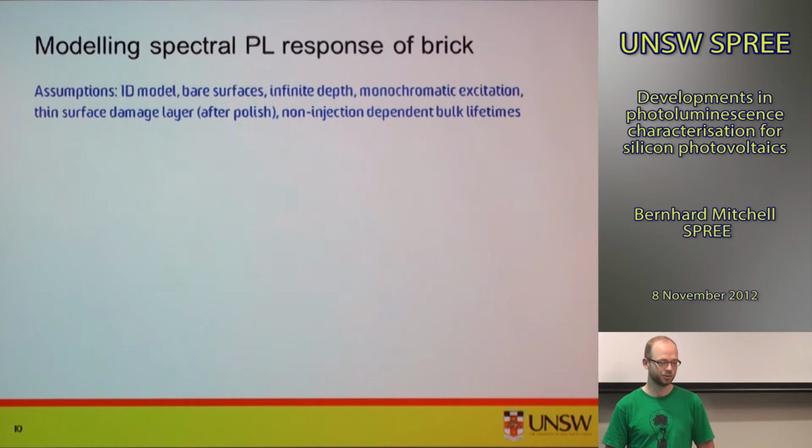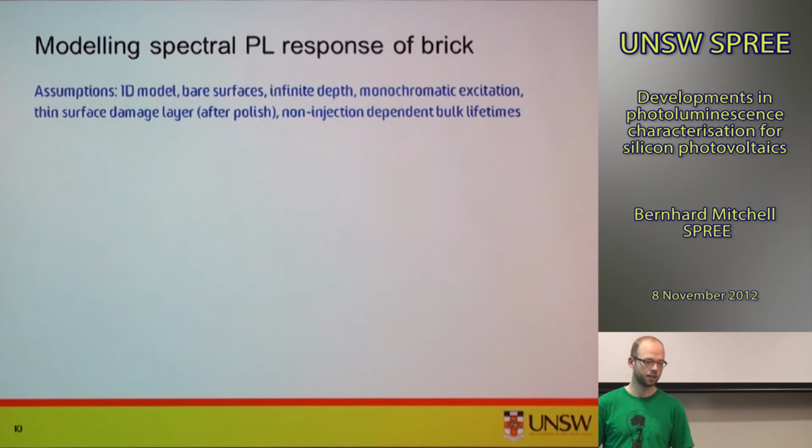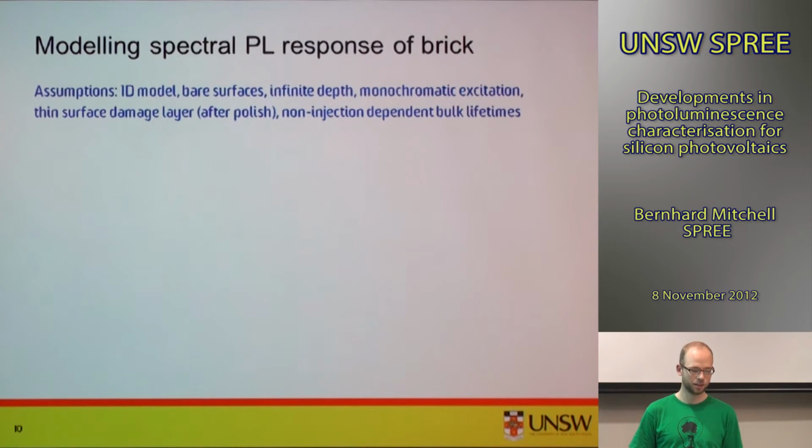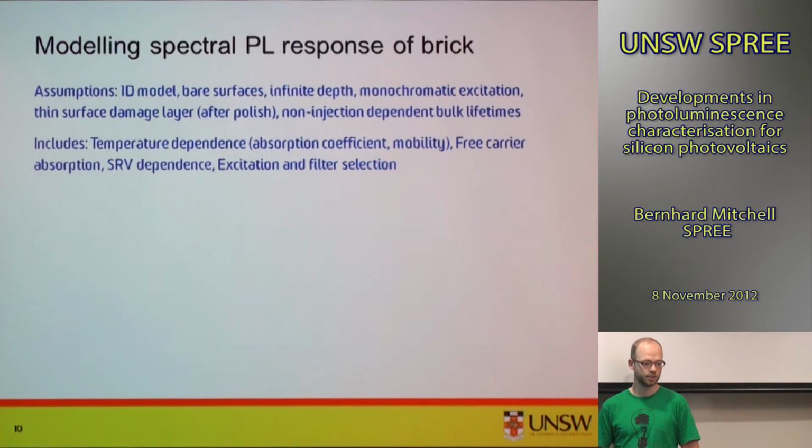For the people who want to know details, the assumptions we've put in are a simple one-dimensional model. We assume bare surfaces, obviously infinite depth, monochromatic excitation, a thin surface layer, which is a surface damage layer below 5 microns after polishing, and non-injection-dependent bulk lifetimes. And we include temperature dependence of the absorption coefficient and mobility, the free carrier absorption, surface recombination velocity, excitation, and filter selection.